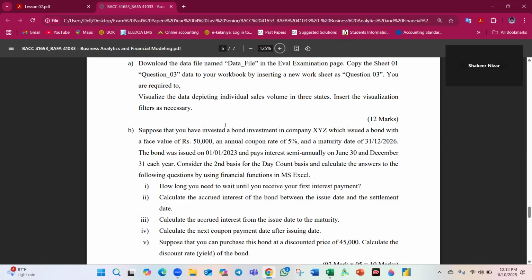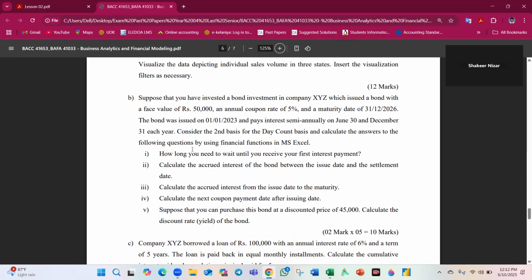Consider the second basis of the day count basis and calculate the answers using the Excel function. You can't calculate it manually. Manually is also possible, but it is not examinable and no marks are given. How long do you need to wait until you receive the first interest payment? How long, in the sense of how many days? We know that approximately by looking at this. That is 6 months, so it is 180 days approximately.